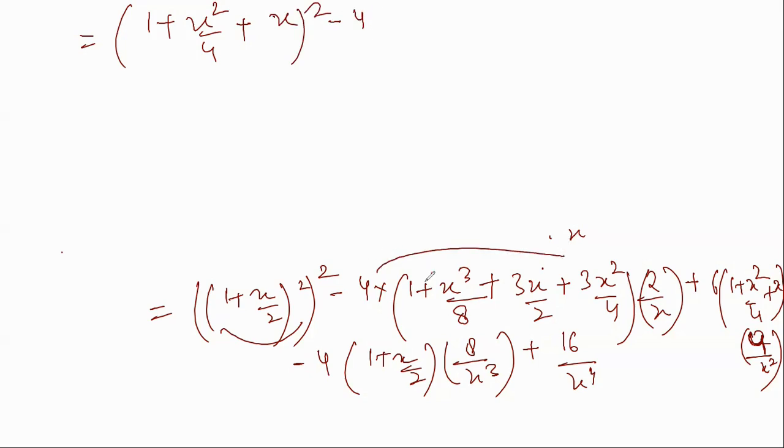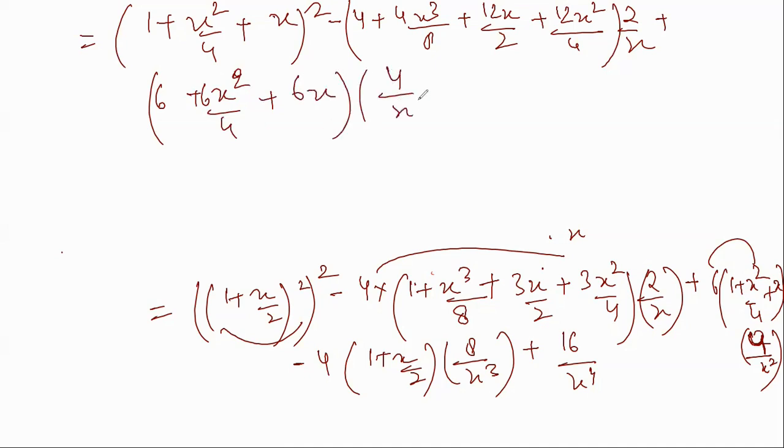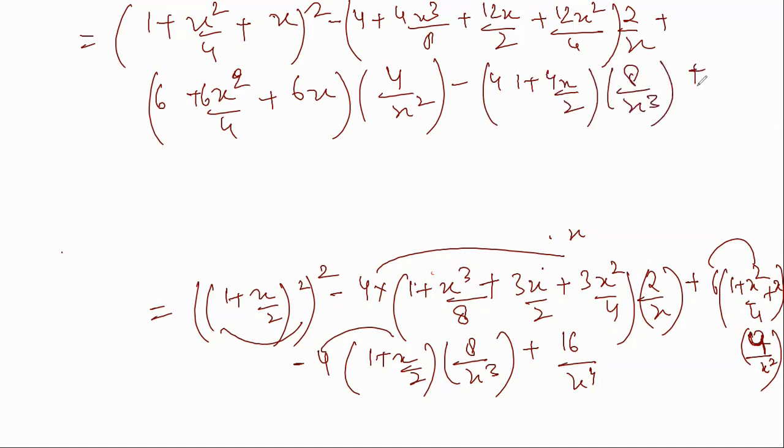So 4 multiply with 1 is 4. Then 4x cubed by 8. Then 12x by 2 plus 12x square by 4 and 2 by x plus 6 multiply with this. So 6 plus 6x square by 4 plus 6x, then 4 by x square. Then multiply 4 with this. So 4 plus 4x by 2 and 8 by x cube plus 16 by x raised to the power 4.